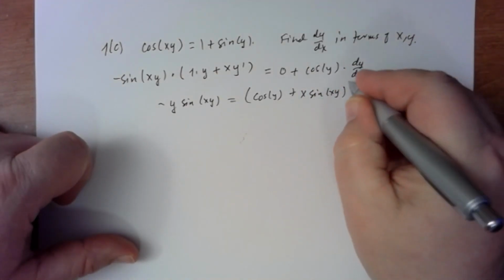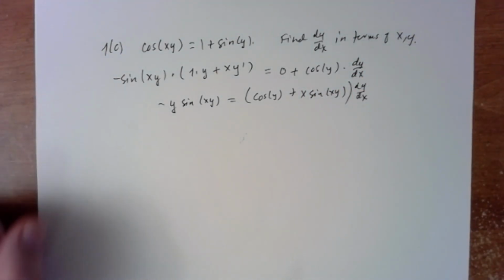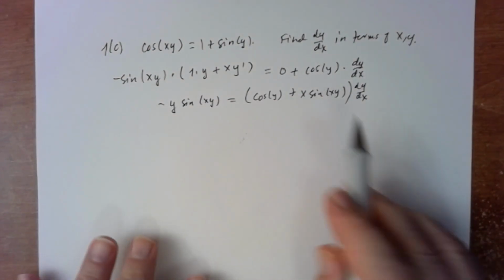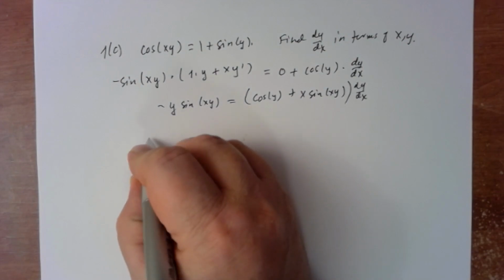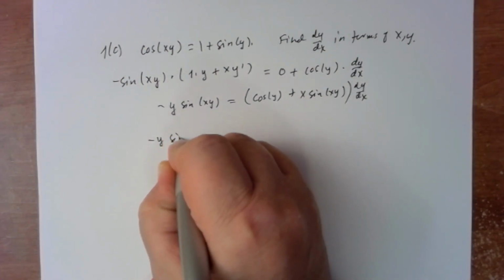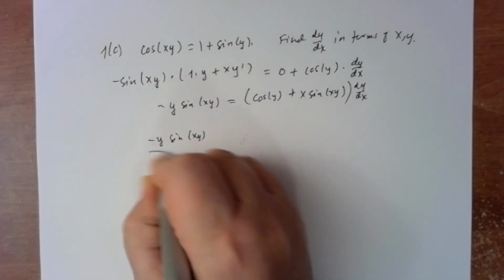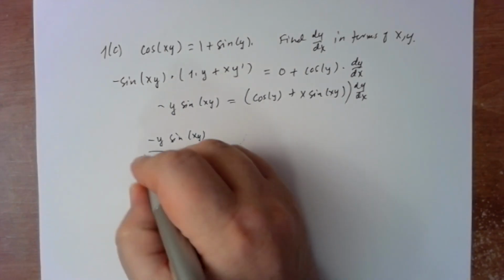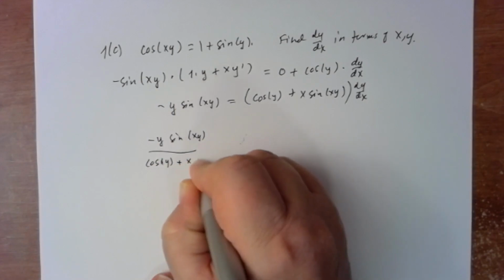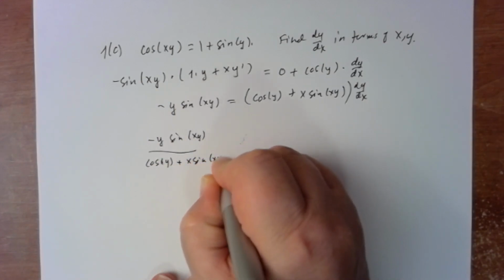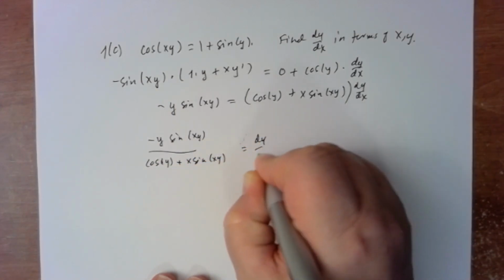Good. And now just divide by that quantity, and then we've got our derivative. So minus y sine of xy divided by cosine of y plus x sine of xy equals dy over dx.